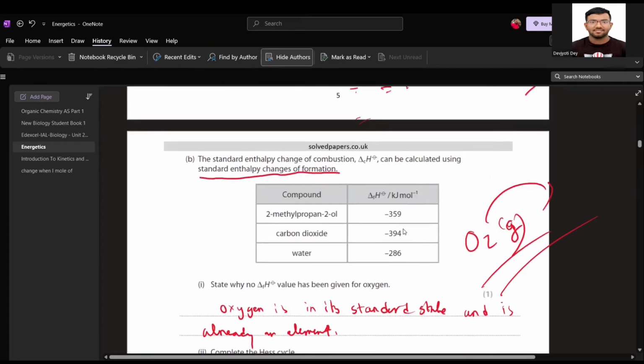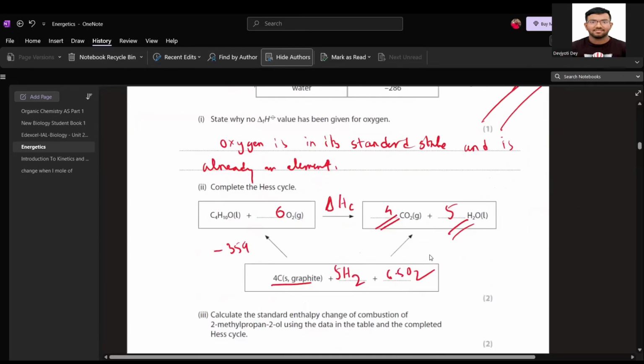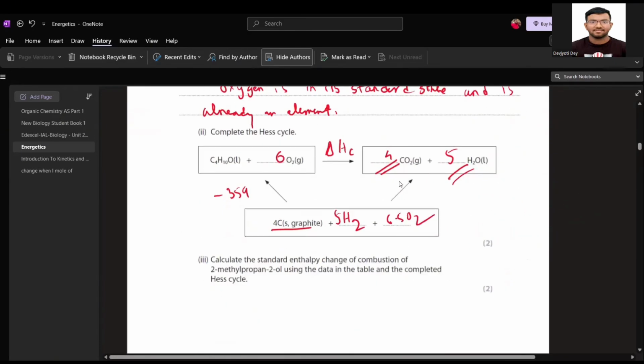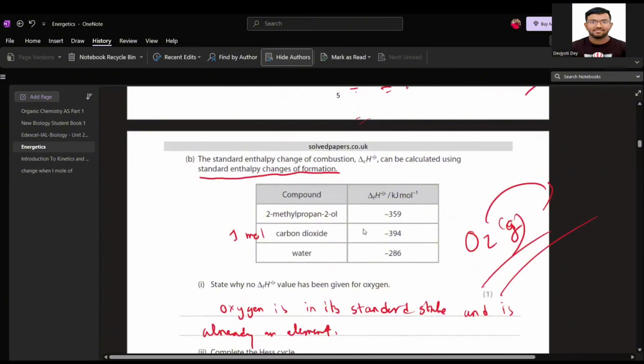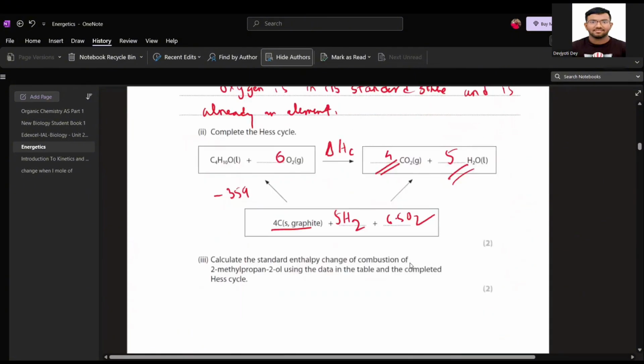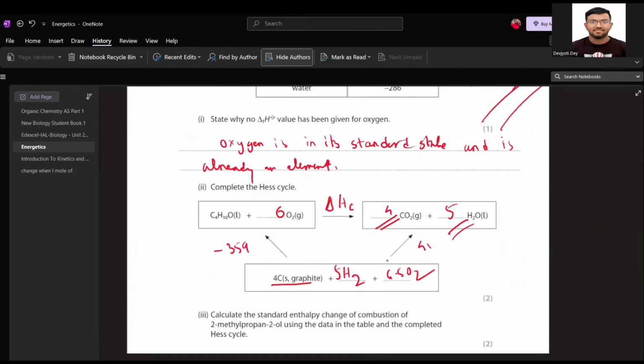So whatever the enthalpy change of formation, the value is provided for 1 mole. By the way, this is only for 1 mole. So whenever you write down the main equation down here or in the Hess cycle, you need to multiply the given number of moles with the value of the enthalpy change when 1 mole of carbon dioxide and when 1 mole of water reacts. So in this case, obviously it's going to be 4 times negative 394, right?